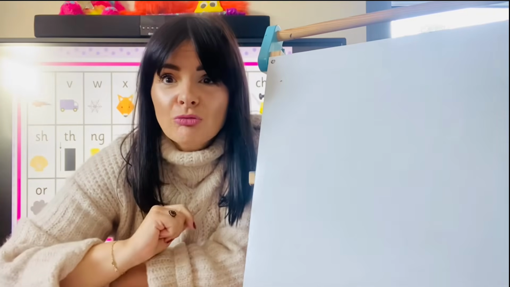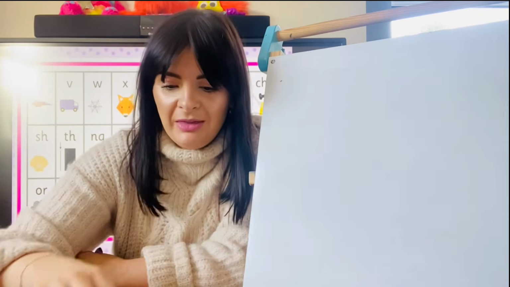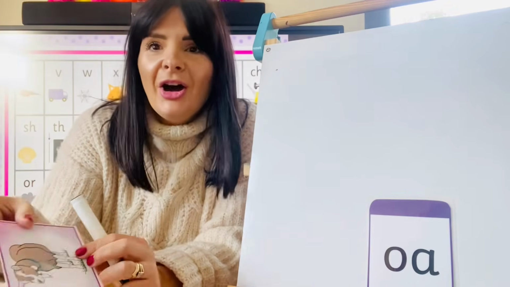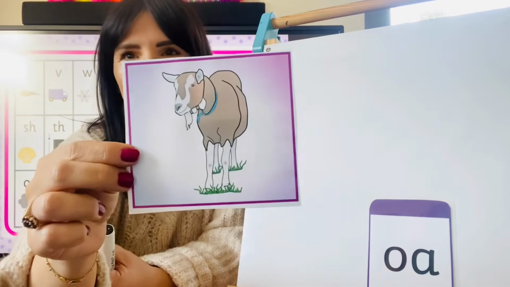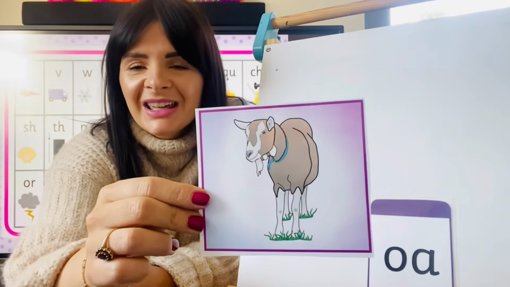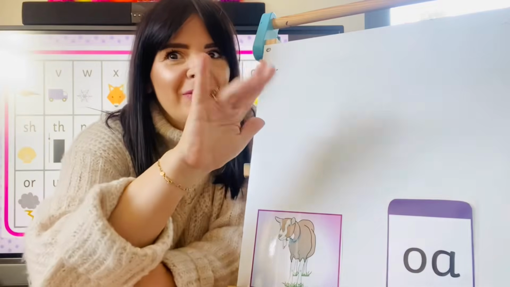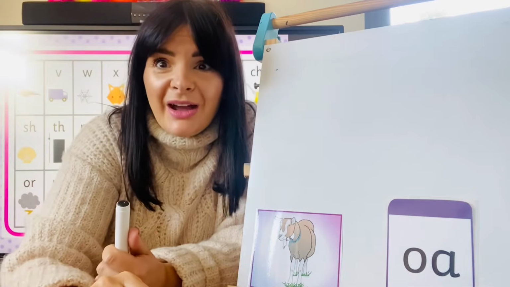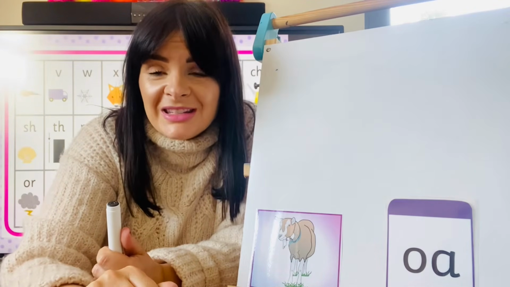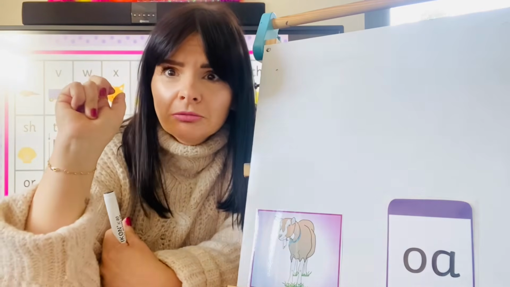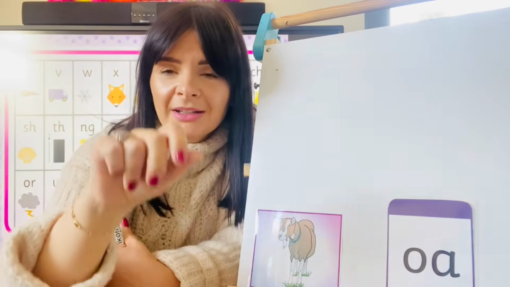Okay, we're going to write next. So get something to write with, something to write on. Right, reception. Our first word to write is goat. So I would like you to get your phoneme fingers out and sound out goat for me now. Ready? Did you do it for me? Do it again.